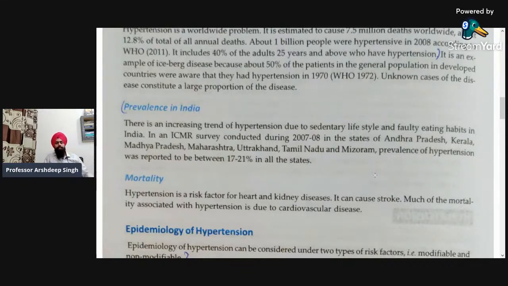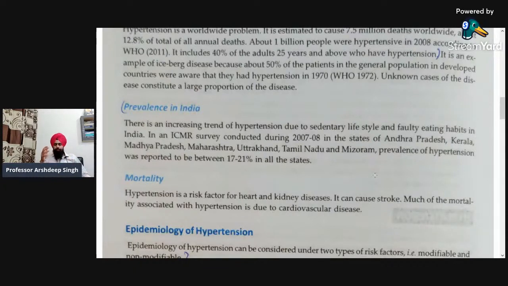There is an increasing trend of hypertension in India due to sedentary lifestyle and faulty eating habits. Talking about the condition in India, we have people with different religions, different cultures, and different lifestyles. So there is a diversity in the lifestyle and in the cultural and religious beliefs, along with the sedentary lifestyle, and that is affecting the persons.